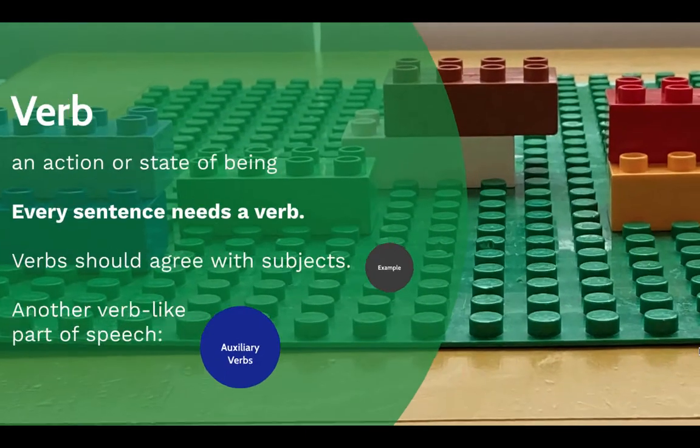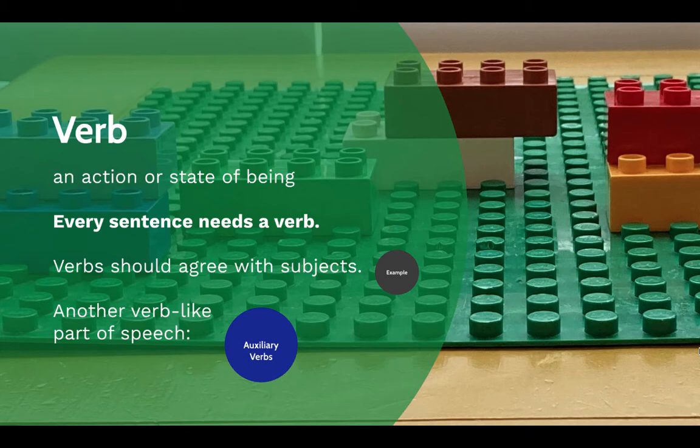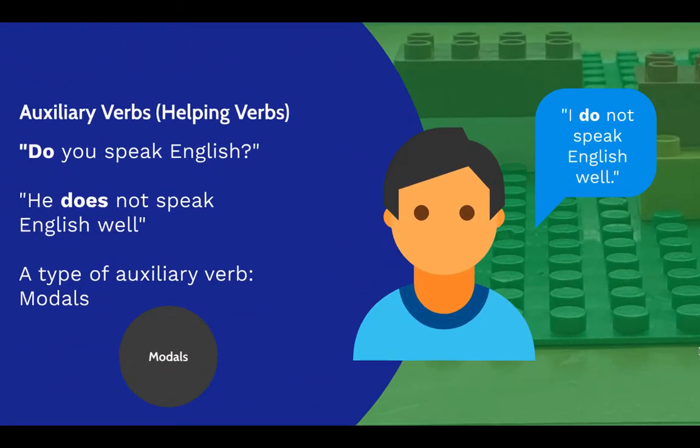Also, there are different tenses and aspects to show how a verb occurs or takes place over a given time. And we will talk about these in other videos. Let me introduce one other verb-like part of speech: helping verbs, or auxiliary verbs. The main auxiliary verb that I want to discuss is do and does.